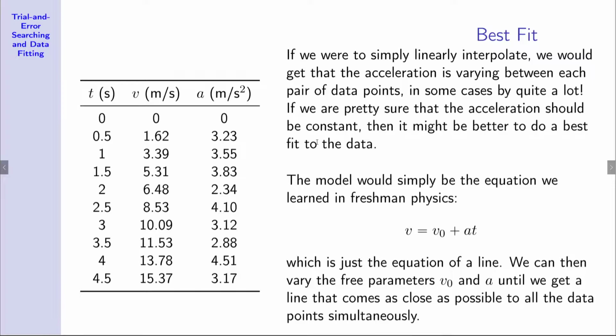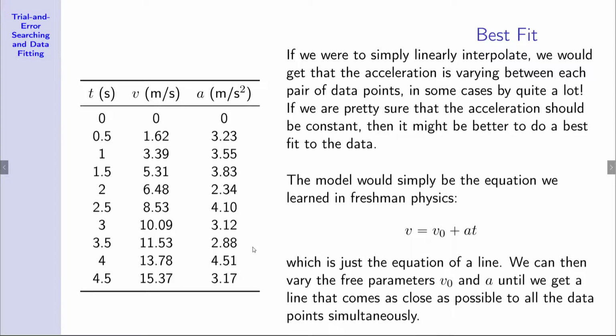So this is just showing that for the data that we were just looking at, if we estimate our acceleration in the exact way that we were just describing, where you take the average acceleration in the time interval and assume it's a constant for that time interval, we can see that the acceleration varies quite a bit, right? So you have values here as low as 2.34 and as high as 4.51.